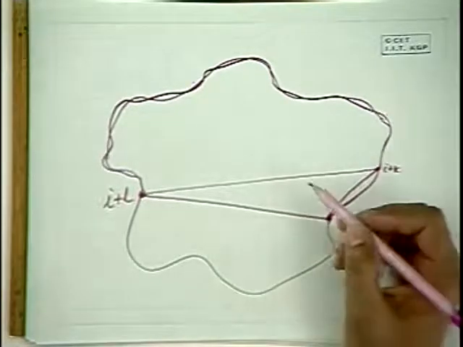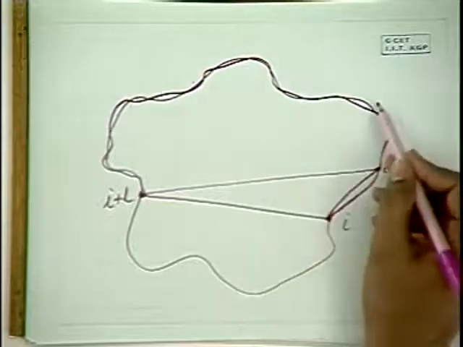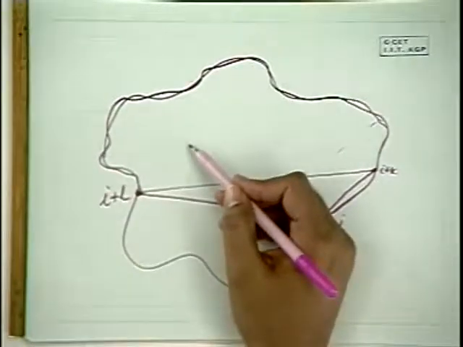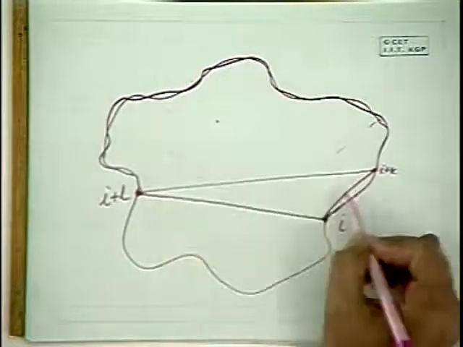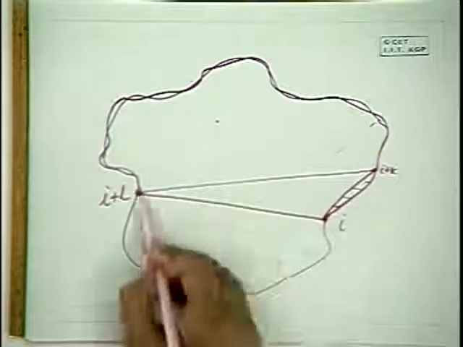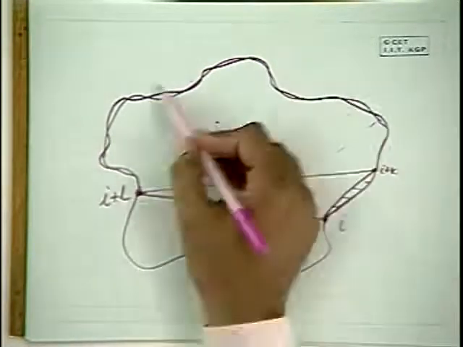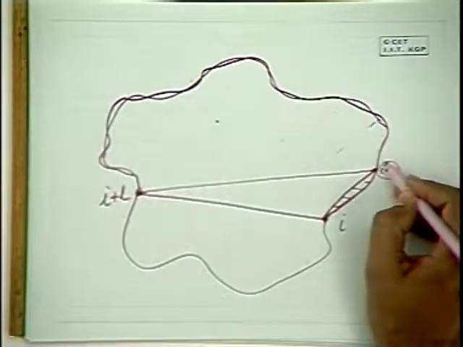And the algorithm will be such that the optimal triangulation of this subpolygon is already made and has been kept in a table. I take the value of this optimal triangulation, I take the value of this optimal triangulation, add the weight of this triangle, that gives the weight of this triangulation if I make the choice of k as this vertex.